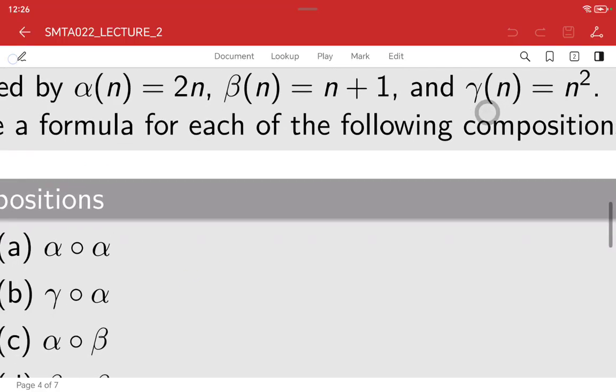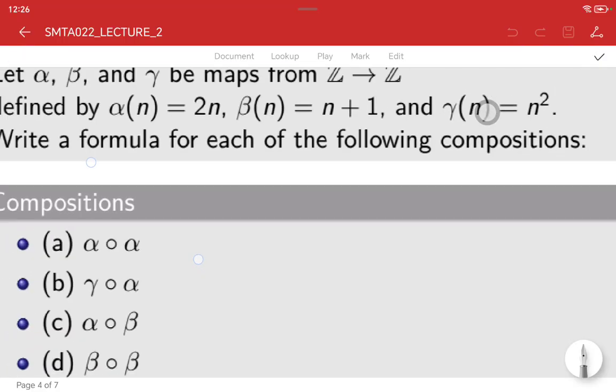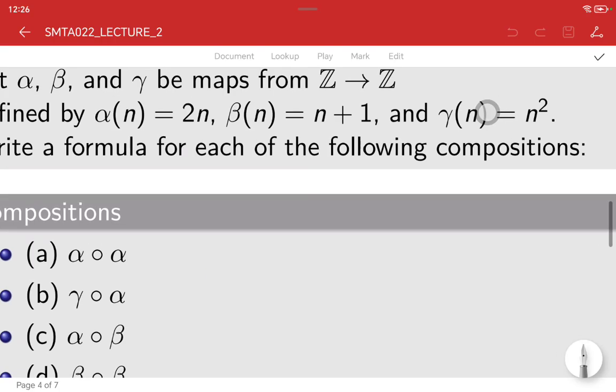So let's check. Our phi is defined by phi of n equals 2n. It means that when we define this composition, we're going to say phi. So I'm taking this phi and putting it inside. So I'm going to say phi of phi of n.